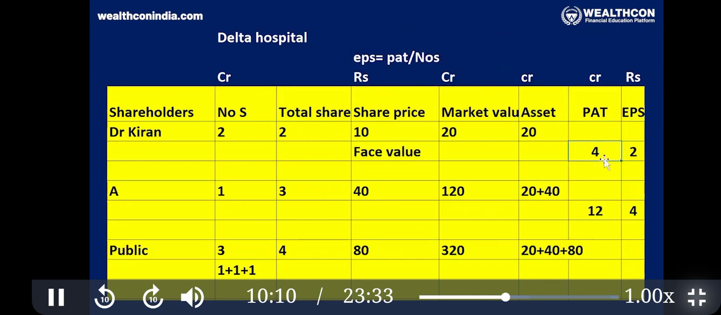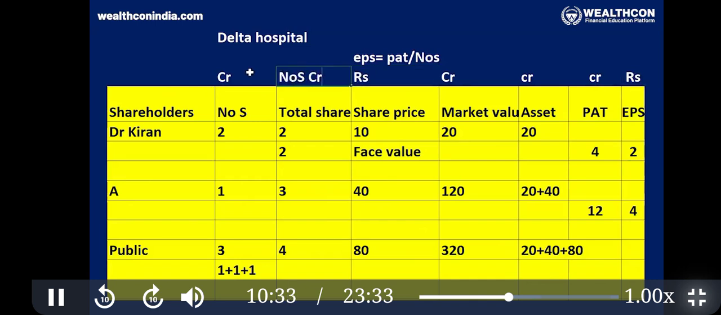Here, profit after tax was 4 crore and the number of shares was 2 crore. So EPS is 2 rupees per share. So understand these values: this EPS is in rupees, share price is in rupees, and the number of shares is in crores.